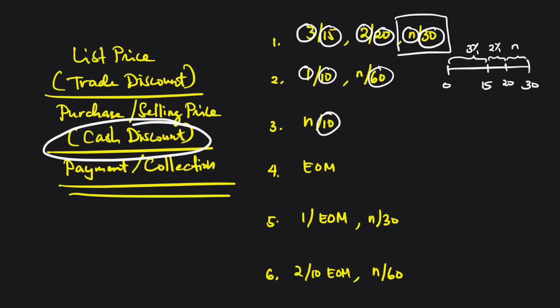Number 4, EOM. This means end of month. Again, there is no cash discount here. This is just telling you that you need to settle your balance before or at the end of the month.